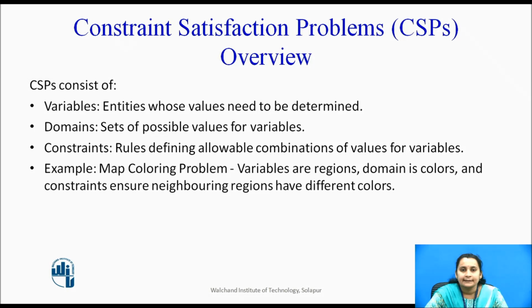But what is this constraint satisfaction problem? We know that for doing any task, there are multiple variables and multiple domains. But what is a variable? Variables are entities whose values need to be assigned from the particular domains. Domains are sets of possible values for variables.